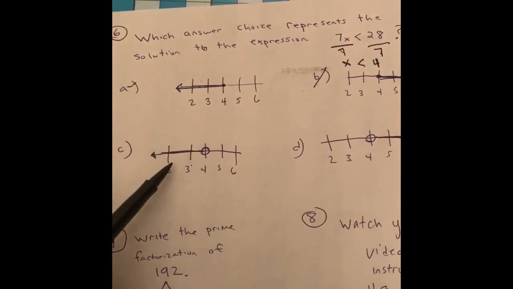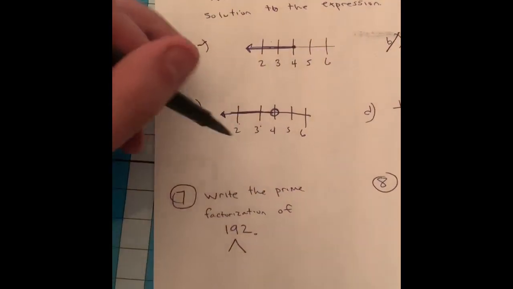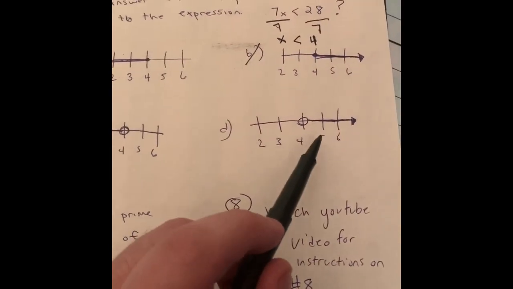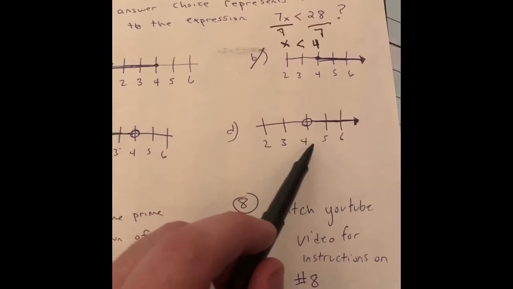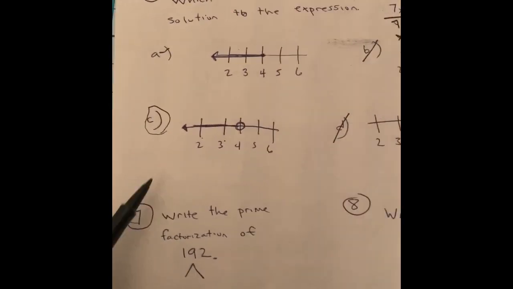3 is less than 4. 2 is less than 4. All the numbers going this way would be less than 4. So that would be our correct answer. Over here, 5 is bigger than 4, so that's not right. 6 is bigger than 4, so that's not right. And our correct answer is C.